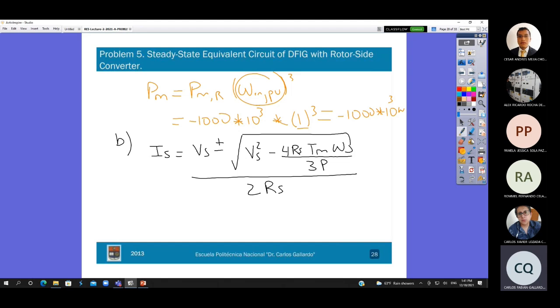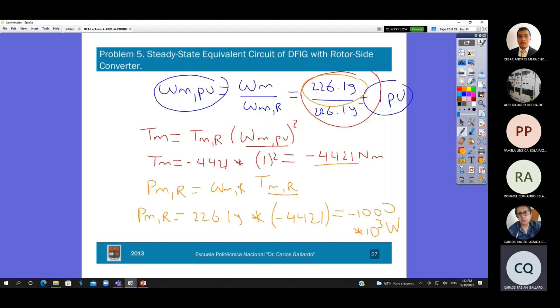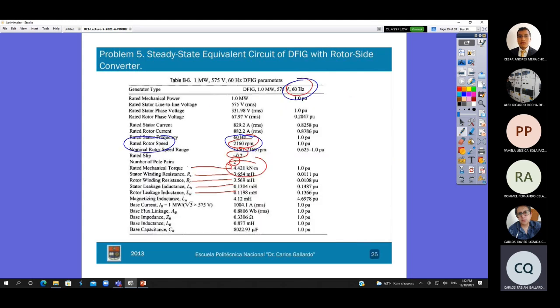So once again, I am working per phase, and from the table I have the line to line voltage. In order to have the line to neutral voltage, I need to divide it by the square root of 3. In this case, the rated mechanical torque is the same. The stator resistance is this value. And the number of poles is equal to.